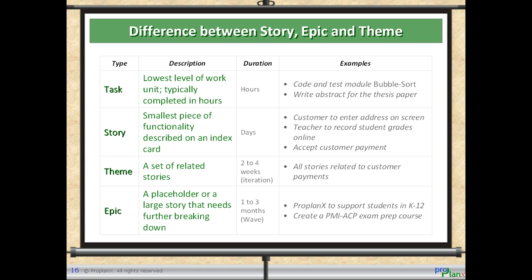User story is the smallest piece of functionality, measured in days. For example, customer to enter address on the screen. The theme represents a collection of related user stories, usually worth 2 to 4 weeks. For example, all stories related to customer payments. Epic is a large story measured in 1 to 3 months. For example, create a PMI-ACP exam prep course.